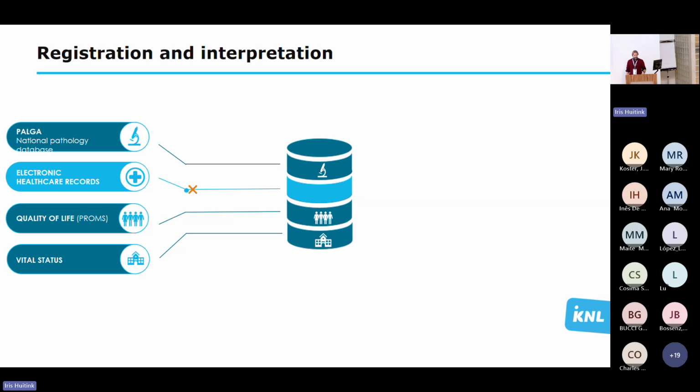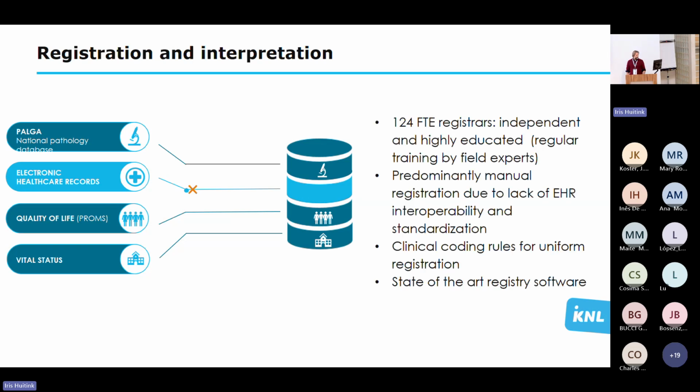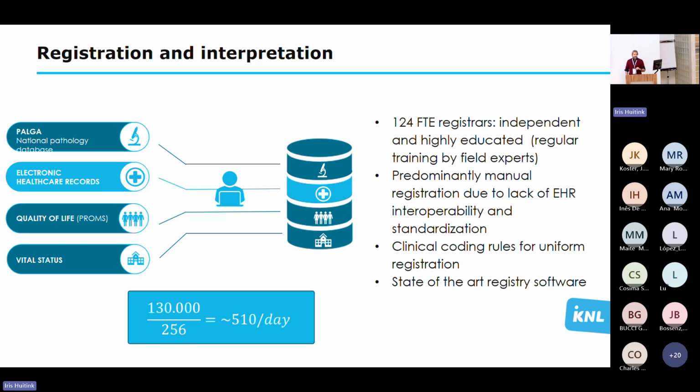They actually have an interface with our organization, but most of the data that we carry, the clinical data, is still collected manually. We have 124 FTE, which translates to roughly 200 people who day in, day out collect data from electronic healthcare records to make sure that we abstract that data into information for research. On a yearly basis, we have about 130,000 new cases. And if you divide that by the number of working days per person, you come to this number, 510 cases per day that we register.